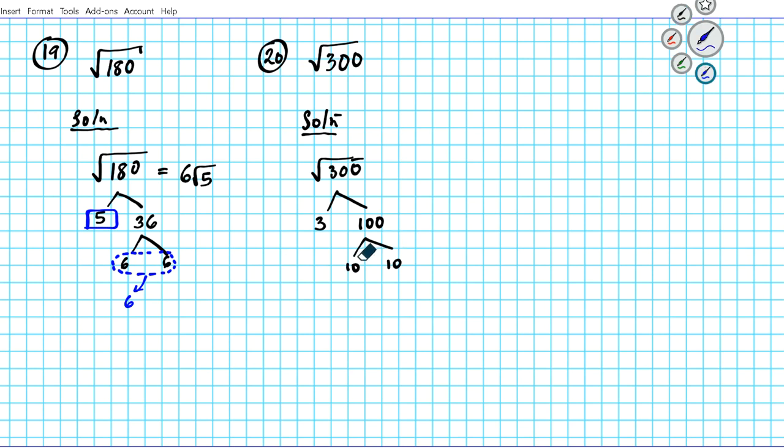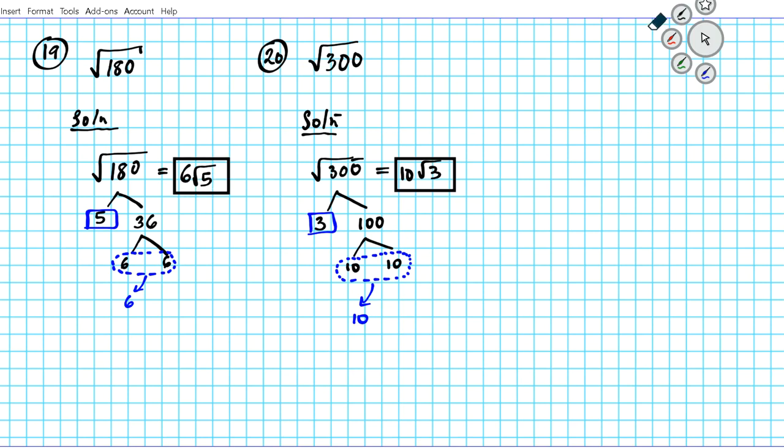So now we can know for a certainty that these 10 times 10 that repeats in the decomposition of 300 can come out as its root, namely 10. And then this 3 is not a perfect square, so it stays behind. Final answer is going to be 10 rad 3 as a simplified form of the square root of 300.